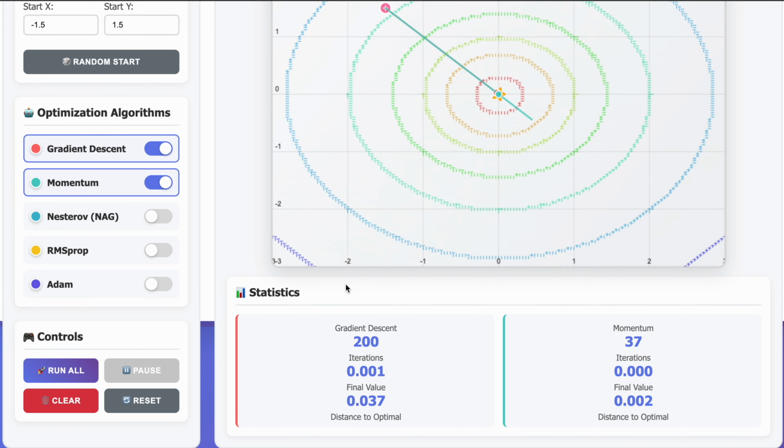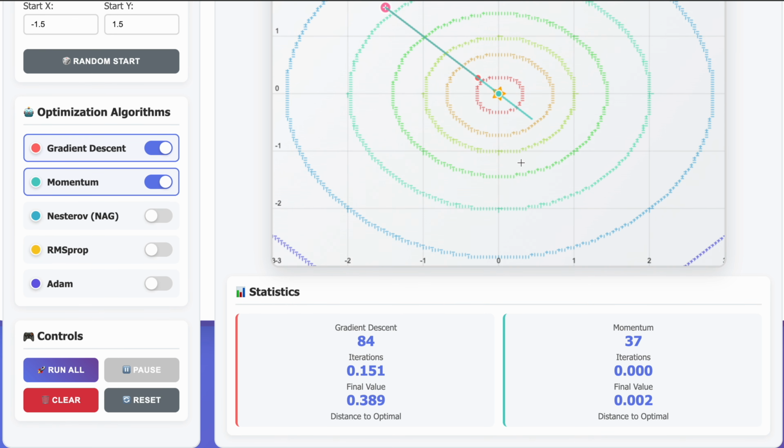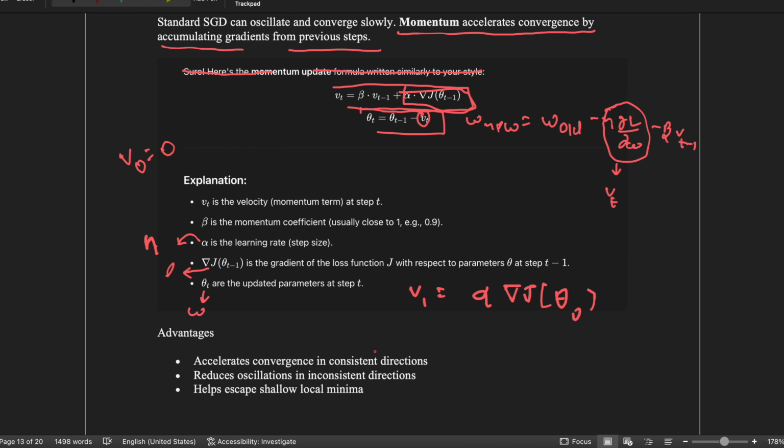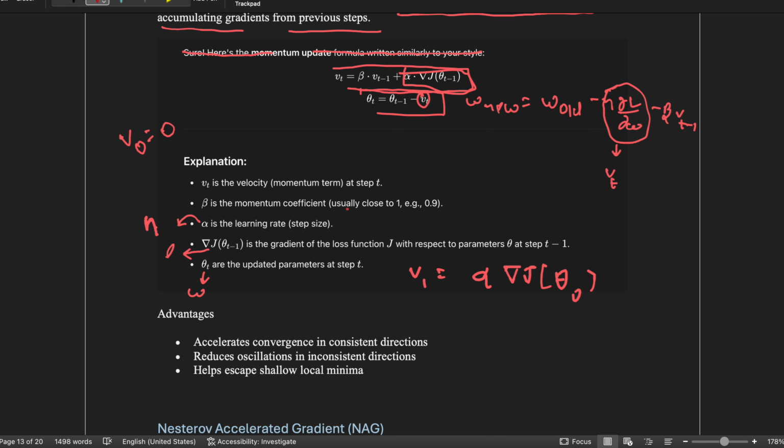If we run it again, you can see that it converged in just 37 iterations. It has reached its global minima. But looking at gradient descent, it is still taking time and still not converging. So we can say that by using momentum, we can converge to the solution much faster. Momentum is basically the speed which we are adding to our weight updation technique.